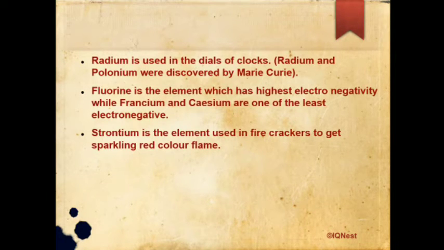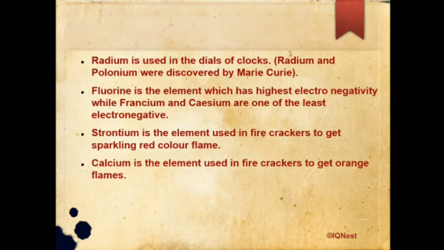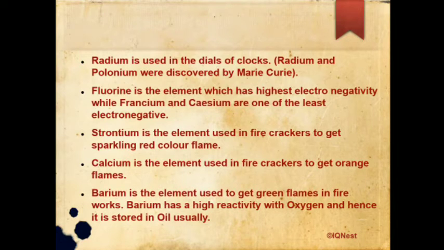Next point, strontium is the element used in firecrackers to get a sparkling red color flame. So strontium is used in firecrackers. The next point, calcium is the element used in firecrackers to get orange flames. Barium is the element used for green flames in fireworks. Barium has a high reactivity with oxygen, and hence it is usually stored in oil. So strontium makes red color, calcium makes orange flames, and barium green flames.